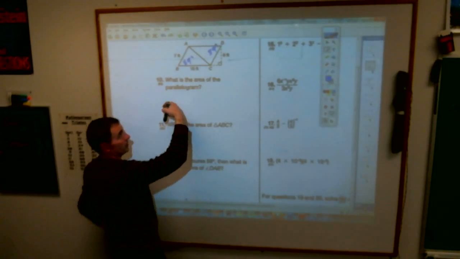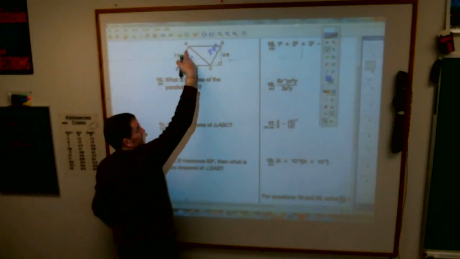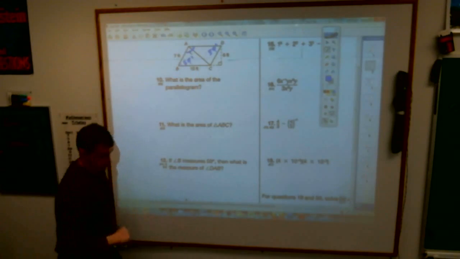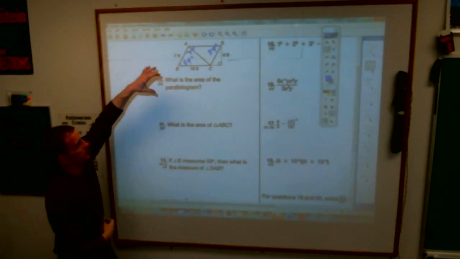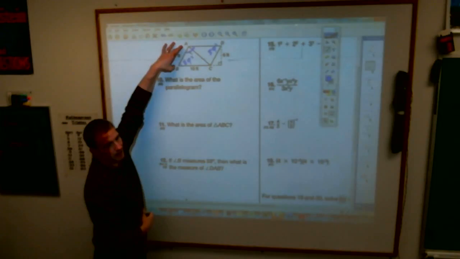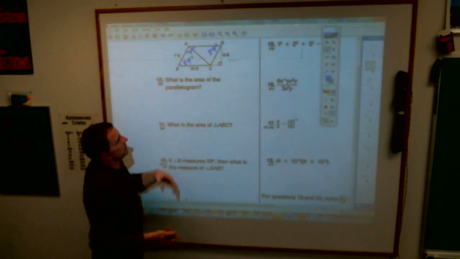What do we know about what we call adjacent angles, which means angles that are right next to each other? Angle B and that big angle A. I remember talking about this in the pre-test. Tyler McCoy, what do I know about adjacent angles? Yeah, they add up to 180 degrees.